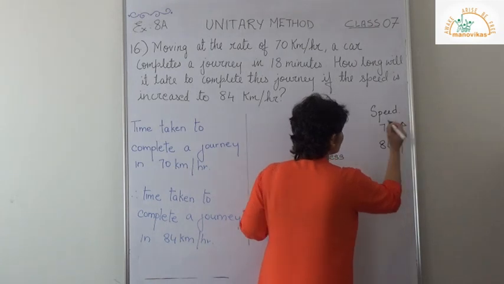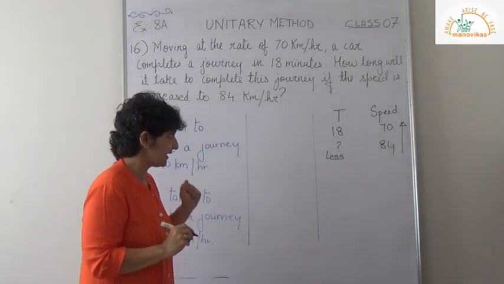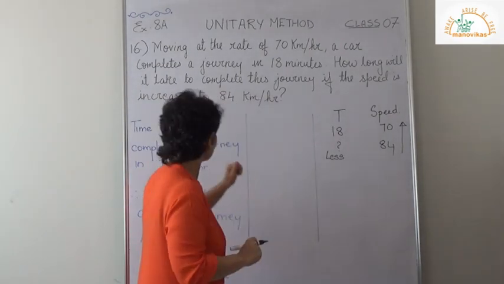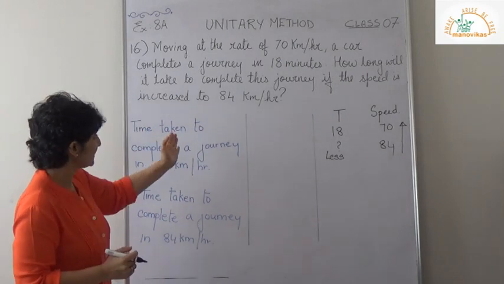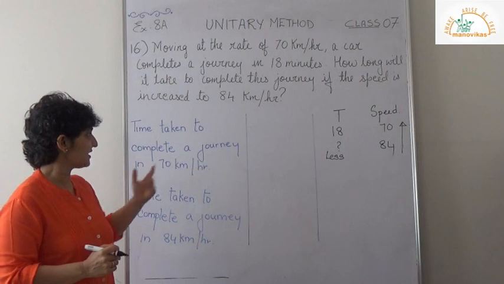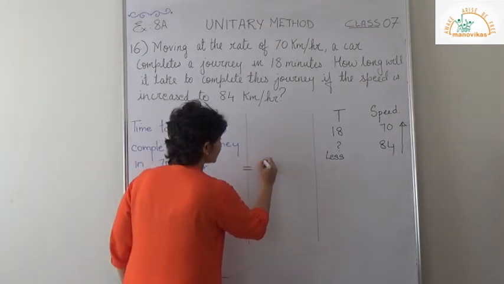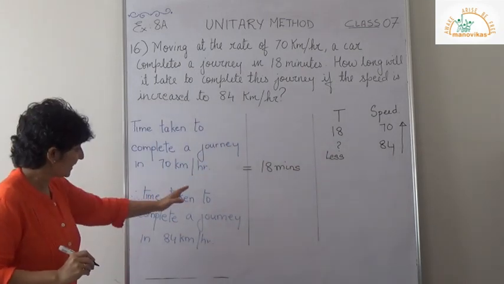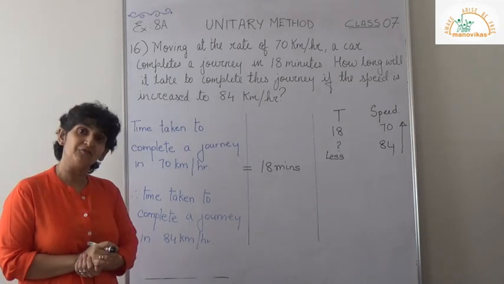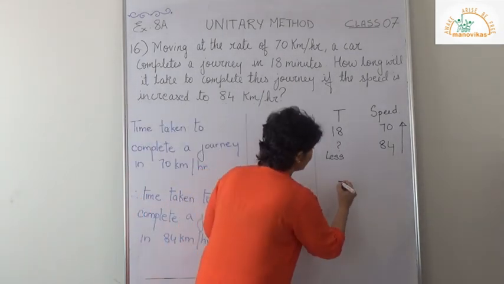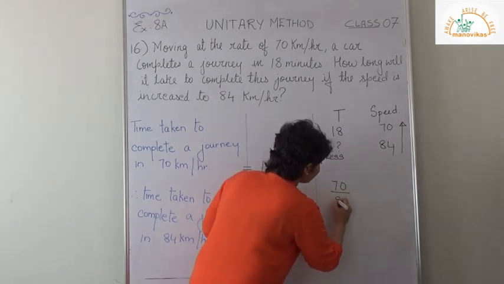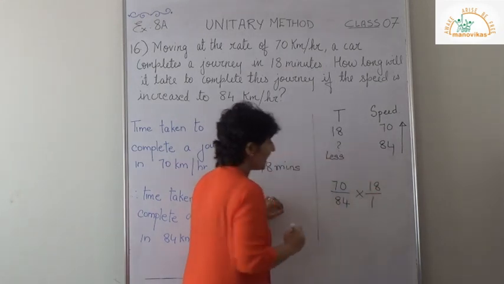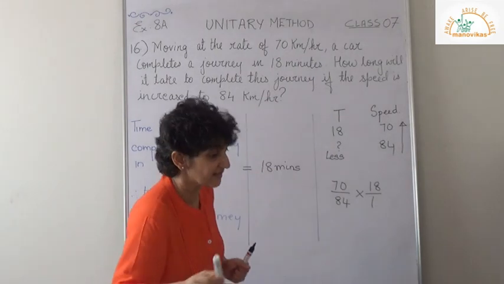So, when it's inverse, your arrow comes this way. Correct? So, what am I finding out? I'm finding out the time, isn't it? So, how do I put my statements? Time taken to complete a journey at 70 kilometers per hour. How many minutes is that? 18 minutes. Therefore, time taken to complete a journey at 84 kilometers per hour. So what do I do? 70 upon 84. Multiply that with 18. 18 means 18 upon 1. Alright, so let's reduce.